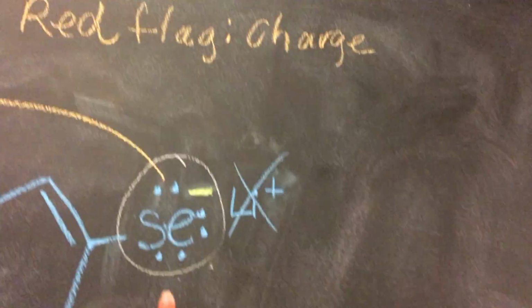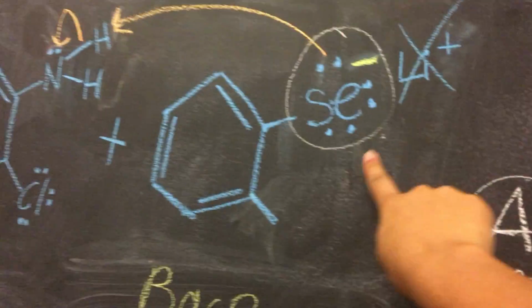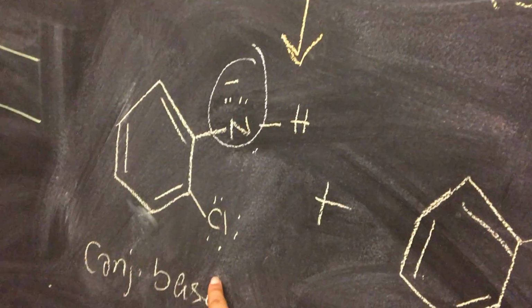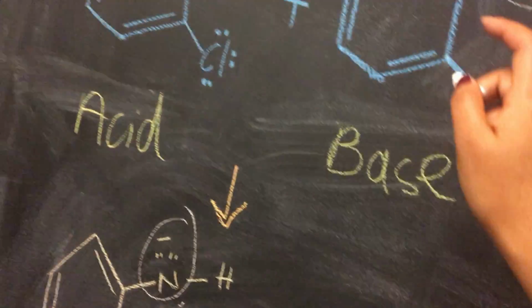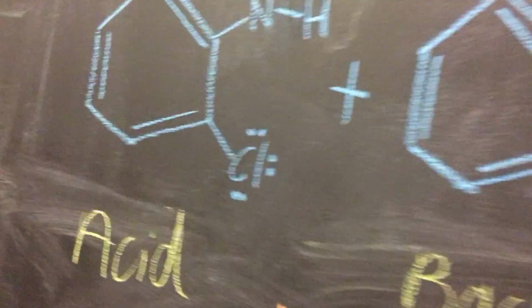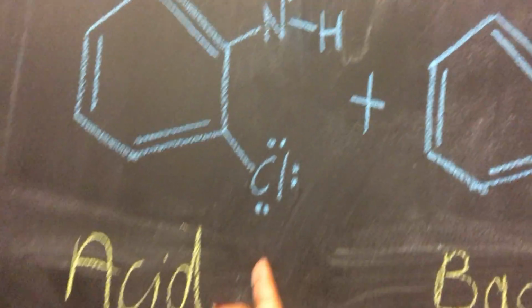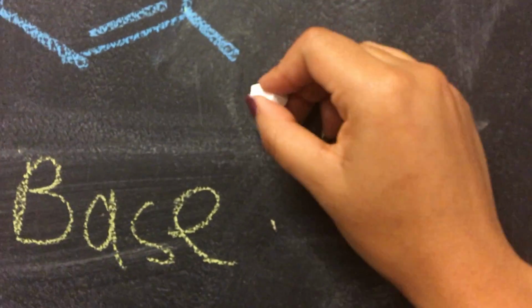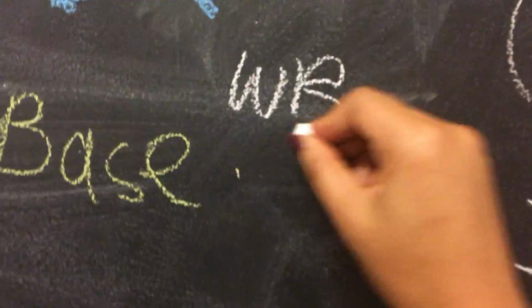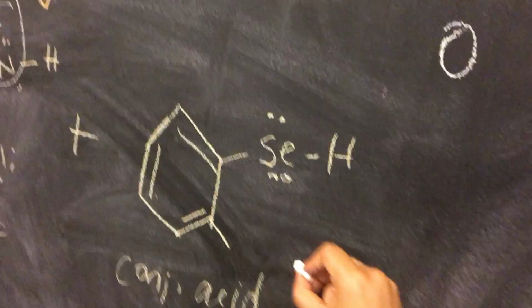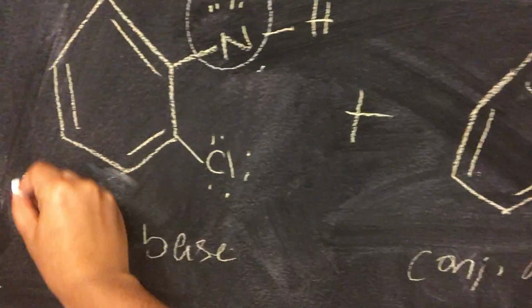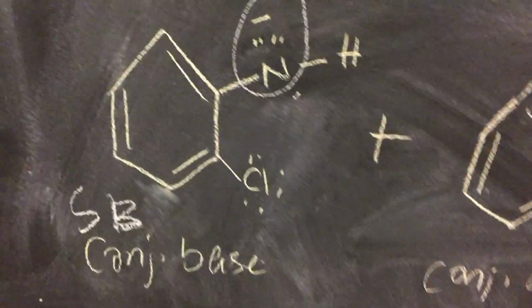So that means that this one is going to be a weaker base, and then this one's going to be a stronger base. So if this one is a weaker base, then this one has to be a stronger acid. And then if this one's a stronger base, then this one has to be a weak acid. So I'm just going to write in weak base, and then strong acid, and then strong base.